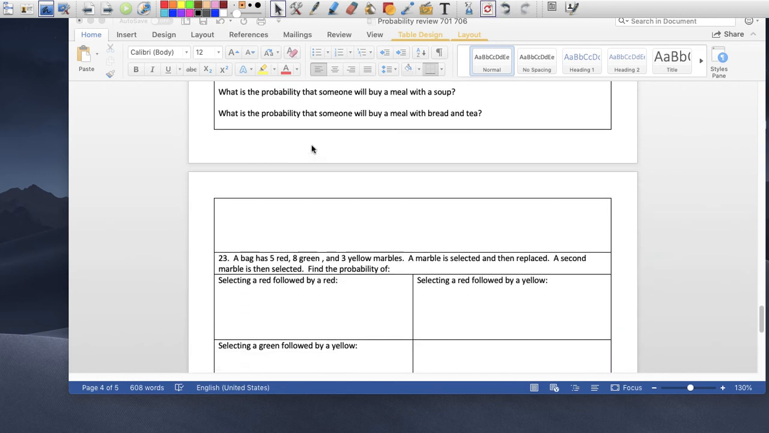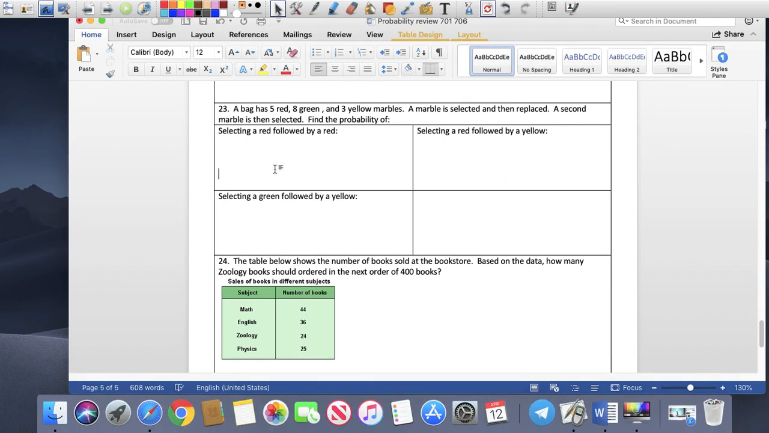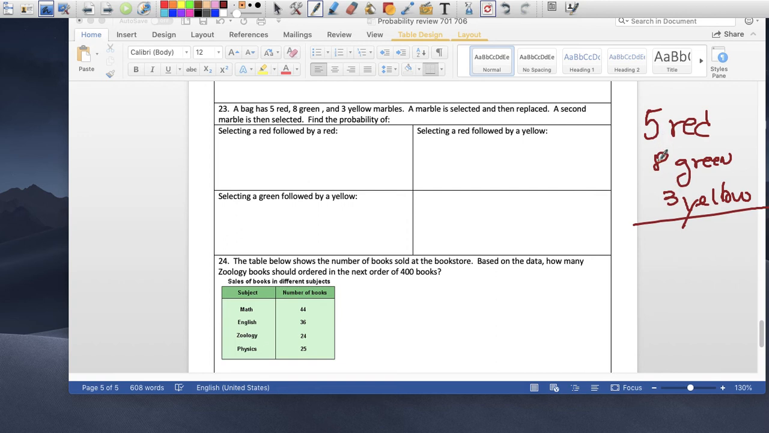23. A bag has 5 red, so I'm just going to write here 5 red, 8 green, and 3 yellow, which gives me a total of 16 total. There's 16 total marbles in the bag.